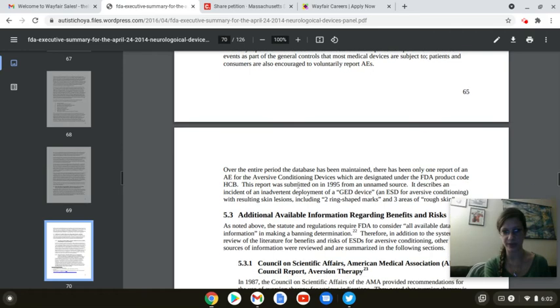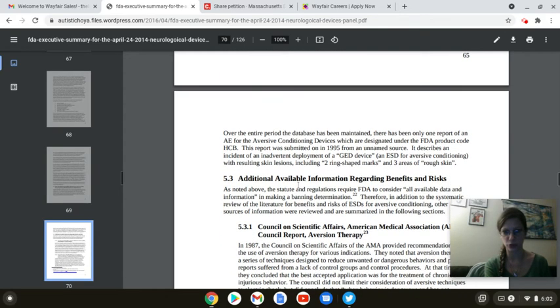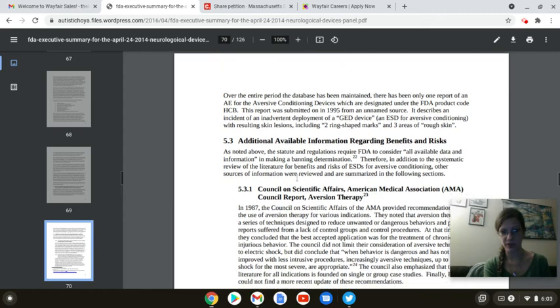Over the entire period the database has been maintained, there has been only one report of an AE for aversive conditioning devices, which are designated under the FDA product code HCB. This report was submitted in 1995 from an unnamed source. It describes an incident of an inadvertent deployment of a GED device, an electric skin shock device for aversive conditioning, with resulting skin lesions, including 2 ring-shaped marked and 3 areas of rough skin. So, yeah. Moving on.